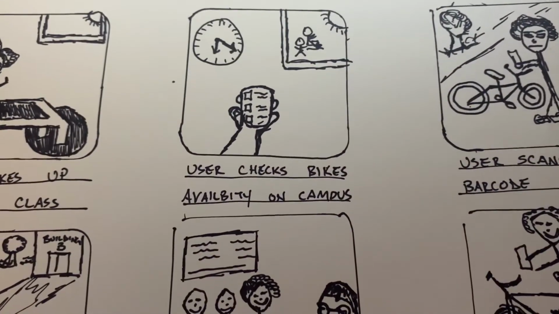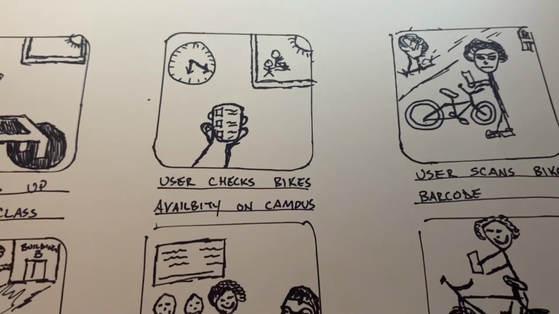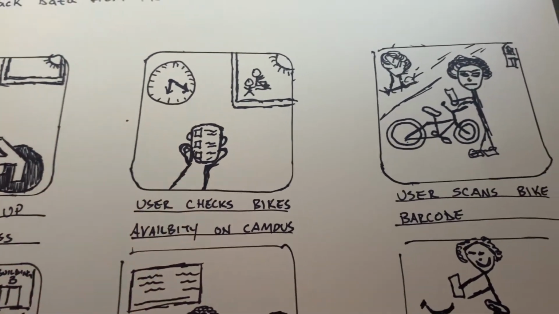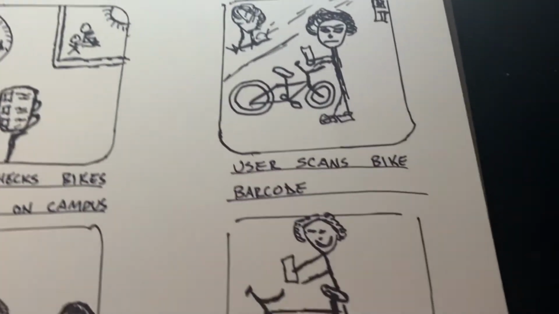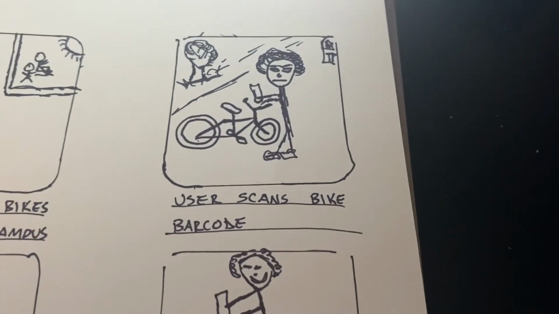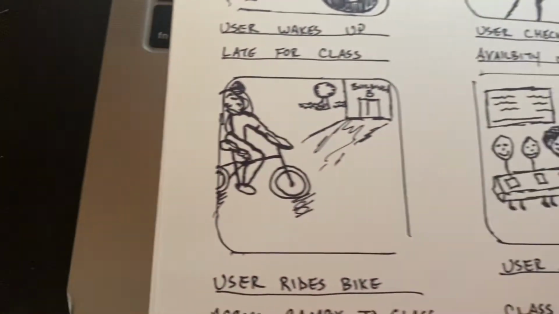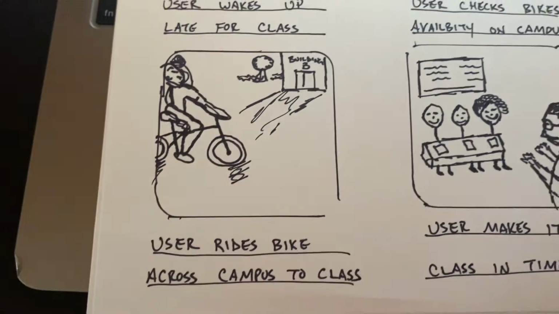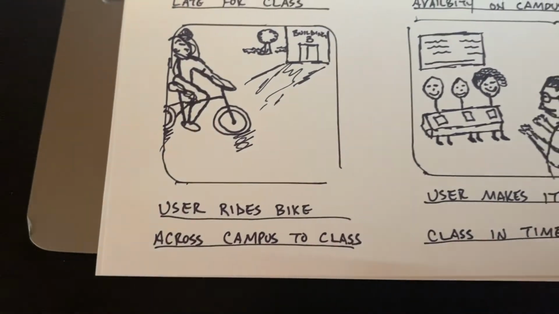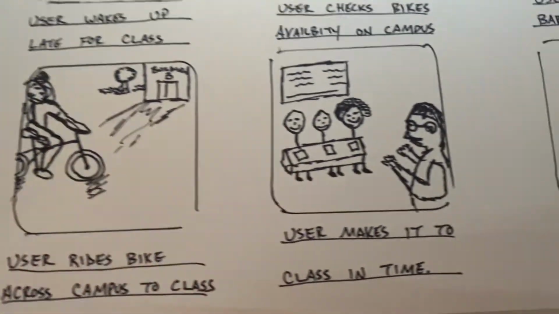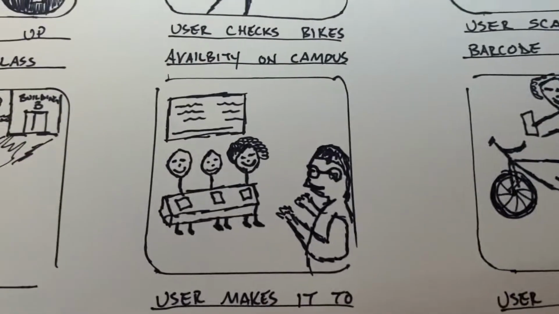The user opens up the app and checks the bikes' availability on campus, seeing how many bikes are available, to decide if it's even worth going to the bike rack. Once you get to the bike rack, the user scans the bike barcode. Once the user accepts everything we just went over in the user flow, the payment options and everything, the user successfully gets on the bike and rides to class. The user makes it to class on time with a smile on her face.